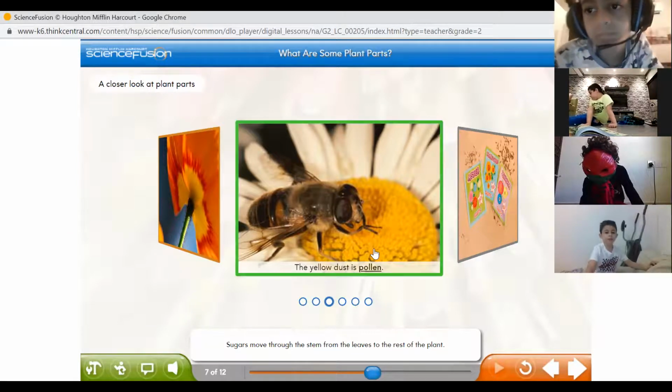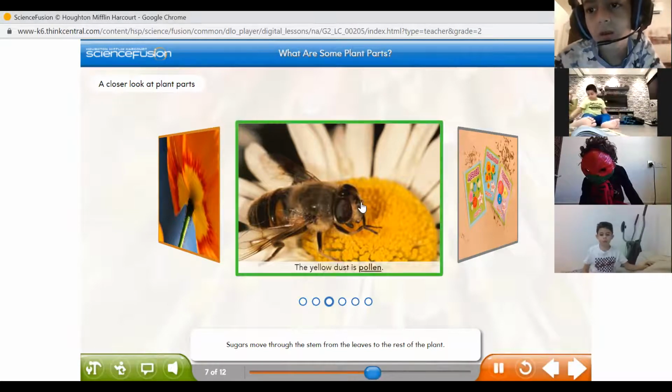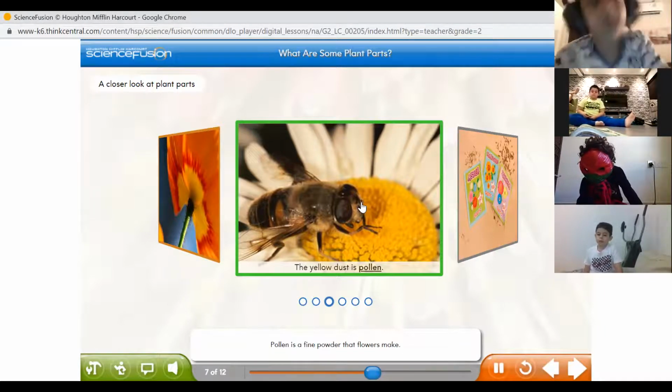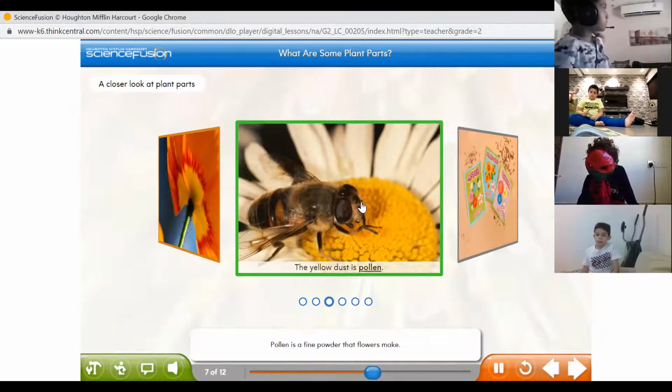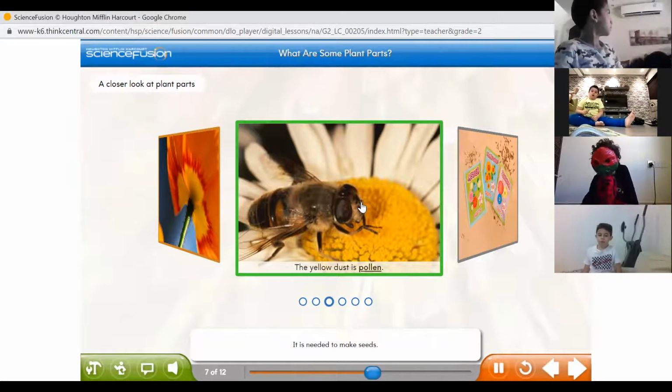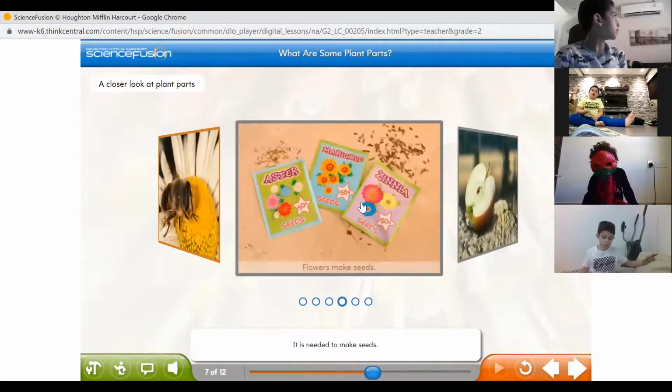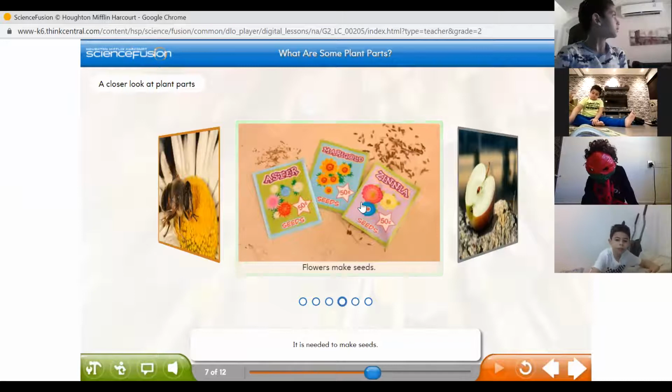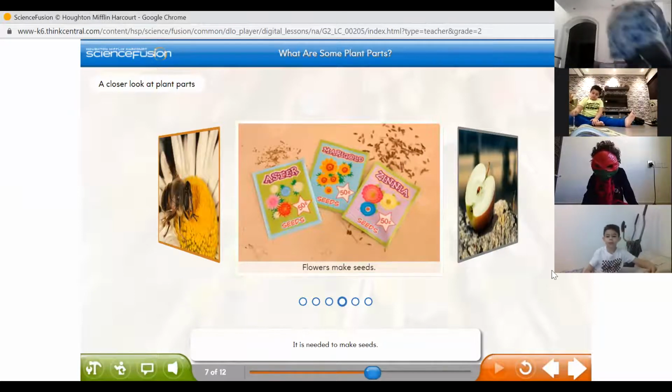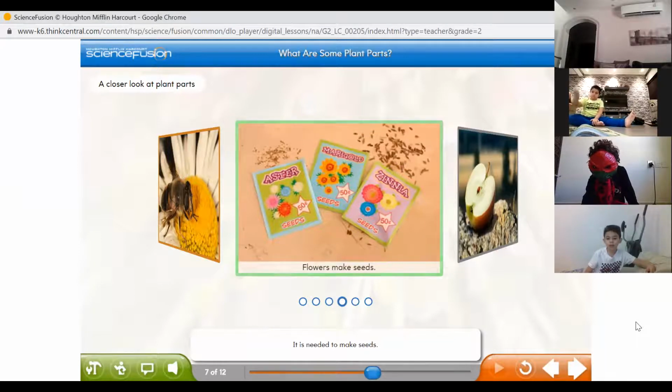So you will tell me what is pollen. This is an insect and the yellow dust is pollen. Pollen is a fine powder that flowers make. It is needed to make seeds. Okay, what does pollen do? Insects take it to another flower to make what? Seeds. Excellent, good job.